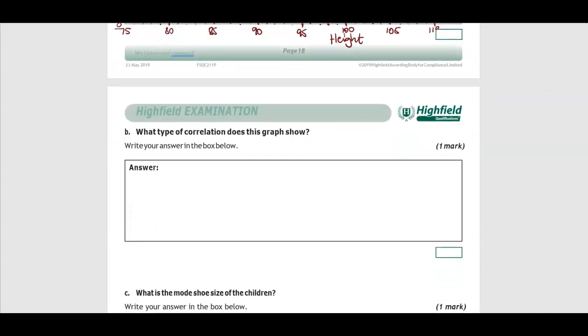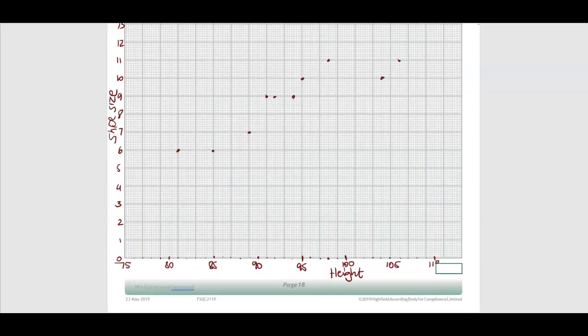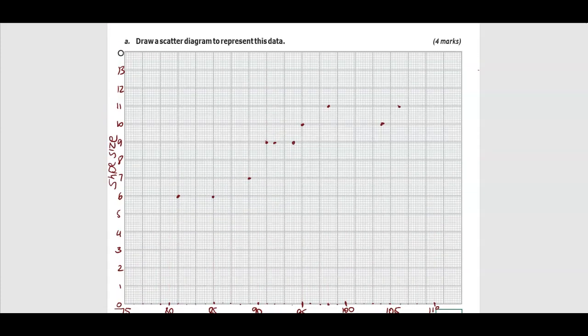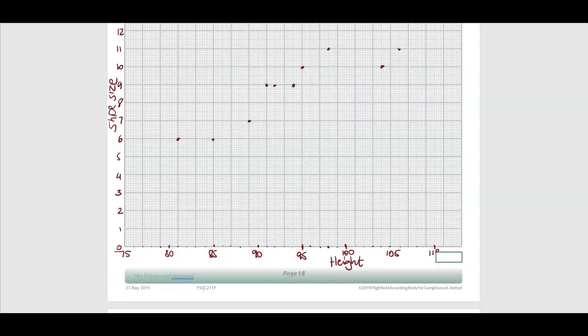Now the question is, what type of correlation does this graph show? As we can see, the higher the height, the higher the shoe size. So it's a positive correlation.